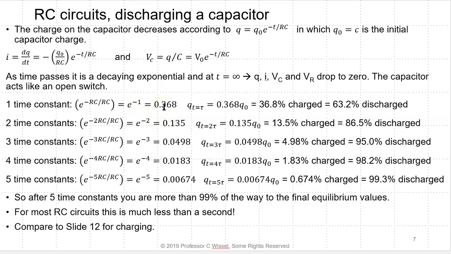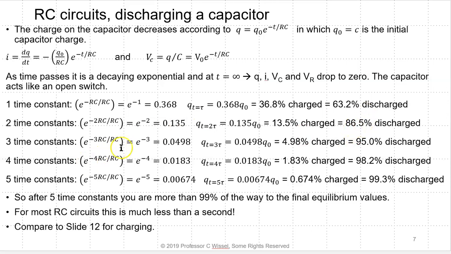If you put that on your calculator, and you should do that to practice, it ends up 0.368. So this means the charge at one time constant is 0.368 of what it was initially. That is 36.8% remaining charge. That is 63.2% discharge. You take 100% minus 36.8, you get 63.2%. After two time constants, the exponent minus 2, that's 0.135 or 13.5% remaining charge or 86.5% discharge.